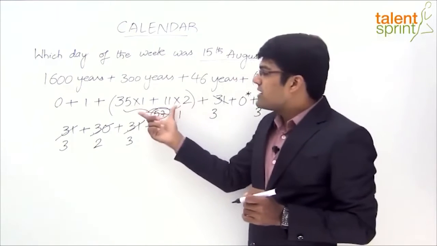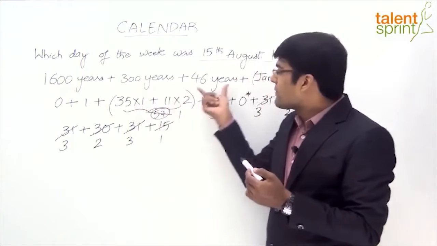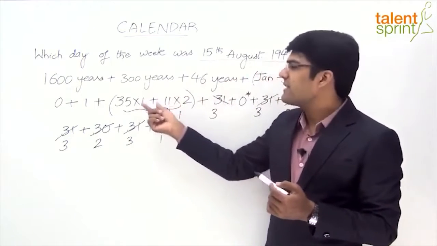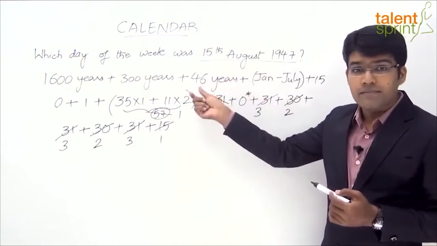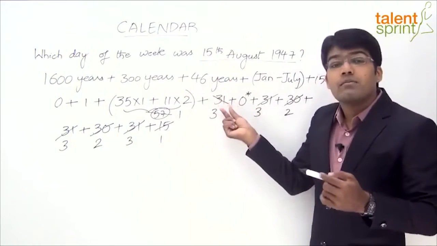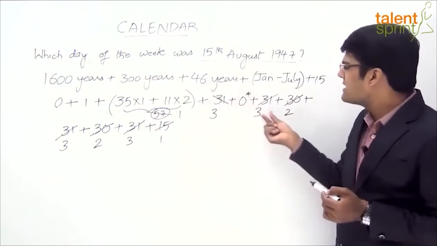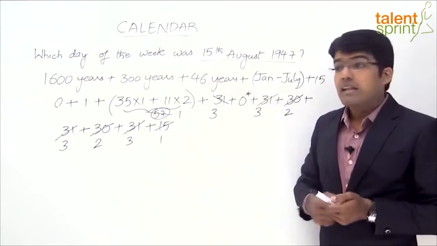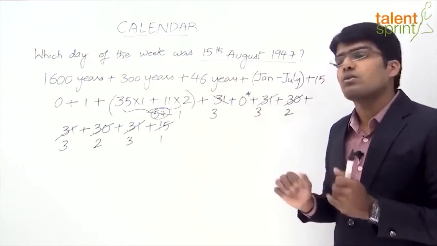Alright. So we have learned 2 points here. One is how to make the number of odd days for 46 years simple. Right, instead of taking 35 into 1 plus 11 into 2, we can directly take 46 plus number of odd days. And the second point is how to make the number of odd days for each of these months simple. Instead of taking total number of days, only take the additional number of days. Now let us add all these values and find out the total number of odd days.